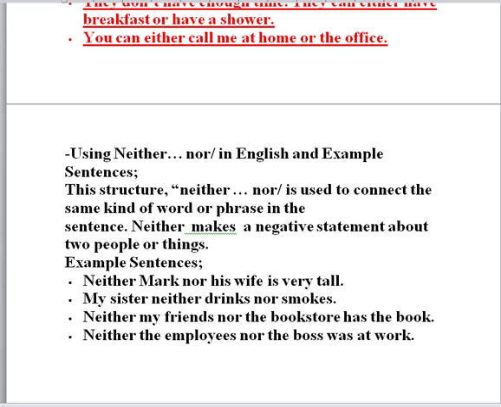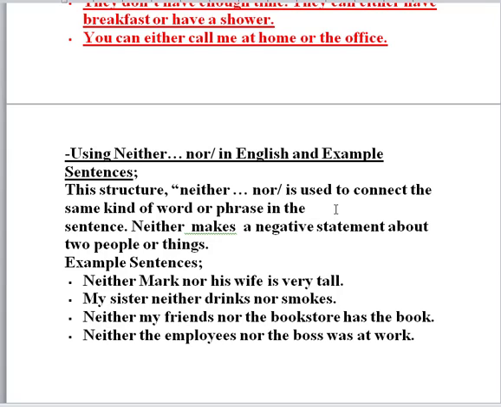And also we have using neither and nor in English. This structure, neither and nor, is used to connect the same kind of word or phrase in the sentences.